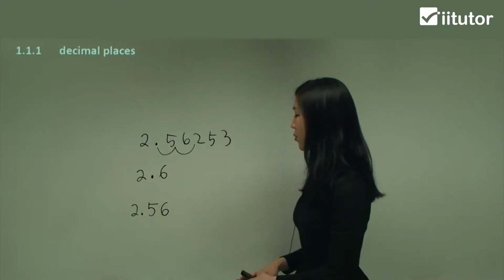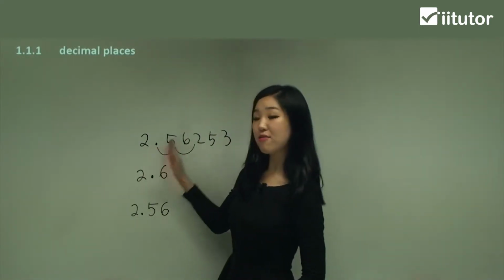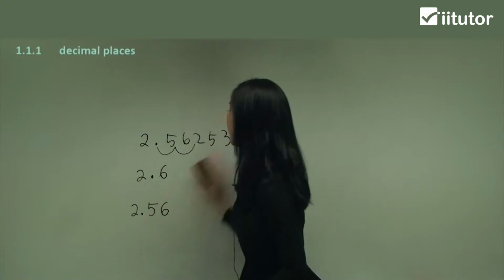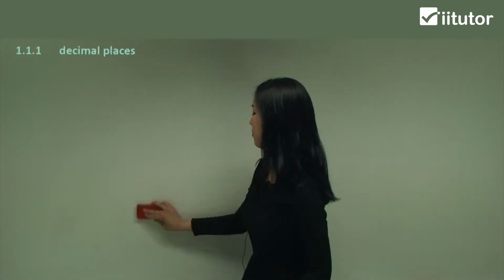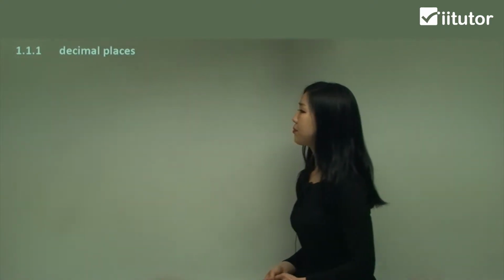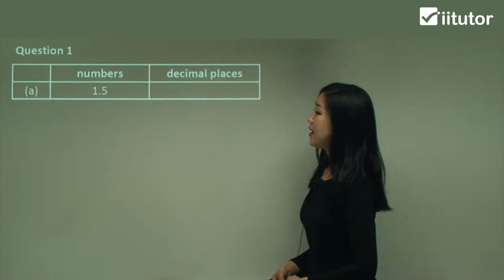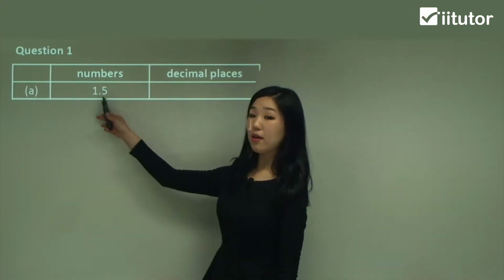Okay, so for the next few questions, guys, always look after the decimal point. So let's try the questions. It's very simple. That's all you need to know. So let's try question 1. It says, this is the number. I'm going to start with A.